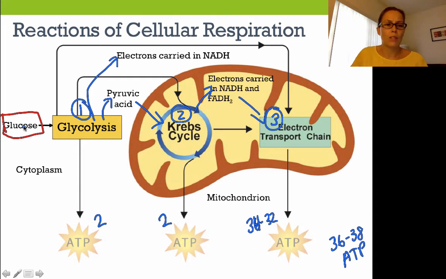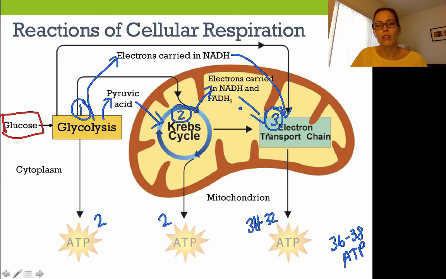Okay, so again, we start out with glucose. We're in the cytoplasm. Glycolysis is going to take place. So we're going to break down glucose. In the process of glycolysis, we're going to produce NADH, which is an electron carrier, and that's going to be carried to the electron transport chain. We're also going to produce pyruvic acid, which is going to be our reactant for the Krebs cycle. That Krebs cycle is going to get going, and we are going to produce more electron carriers, NADH and FADH2, and we're also going to produce 2 ATP out of this process.